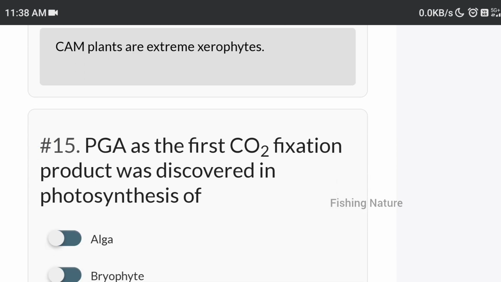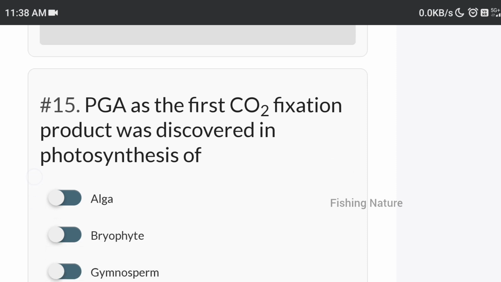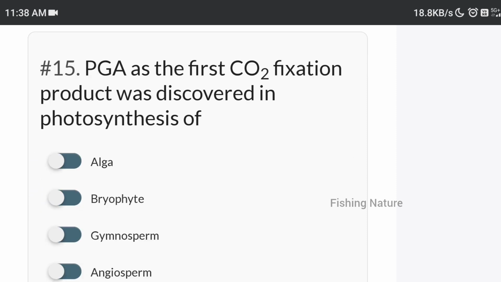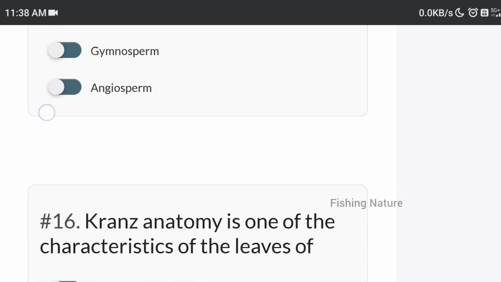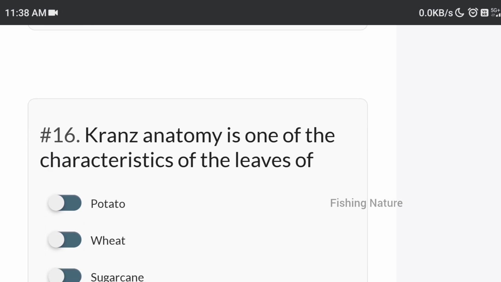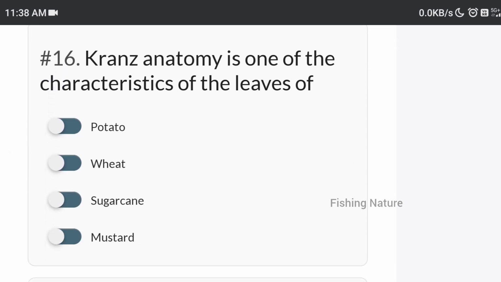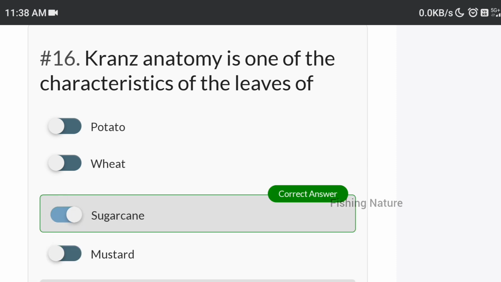Next, PGA as the first CO2 fixation product was discovered in the photosynthesis of algae, or bryophyte, or gymnosperm, or angiosperm. Which is the correct option? It is option A, algae. Next, Kranz anatomy is one of the characteristics of the leaves of potato, or wheat, or sugarcane, or mustard. It is the leaves of sugarcane.